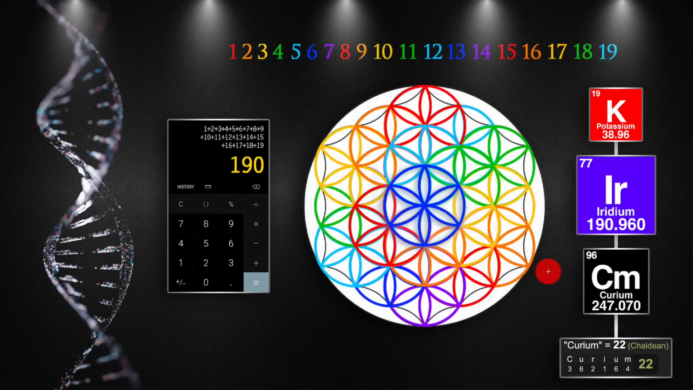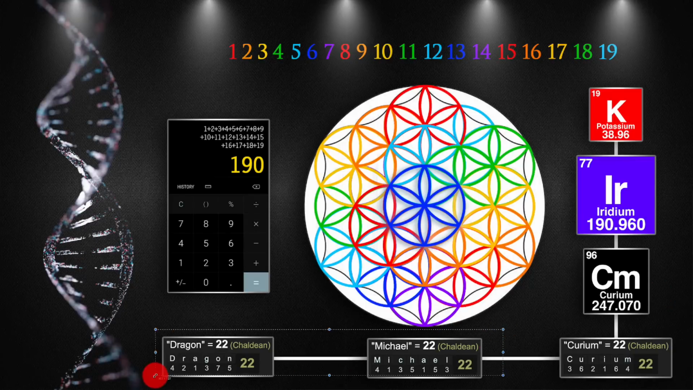And then if you say the numerology of curium, that's going to be 22. Just like Michael fighting the dragon. Michael fighting the dragon in the flower of life. The word organic is 22. The word natural is 22. There are 22 letters in the Hebrew alphabet. The letter V is the 22nd letter in the English alphabet. The V and the A go together, forms the double helix. The V and then the A. It's just so simple to see this.